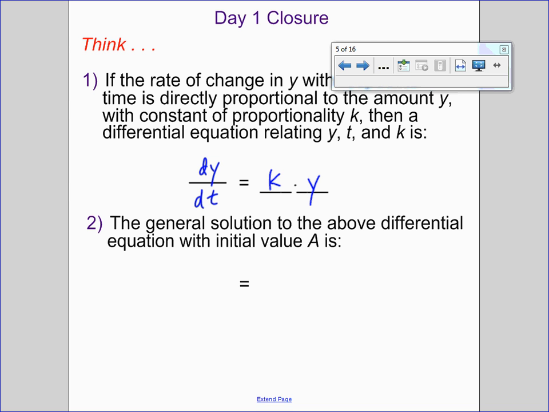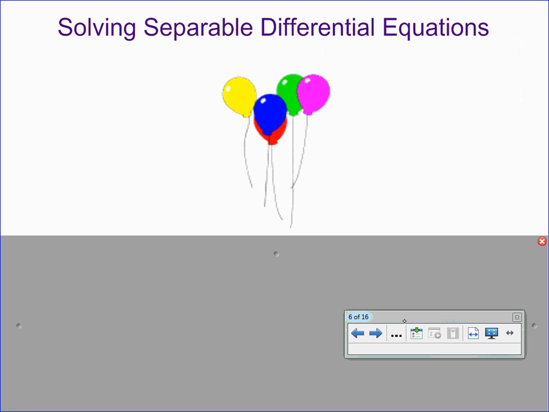And so my general solution will be given by y equals a, the initial value, times e to the, in this case, kt. Again, that's still my APERT, right? That's still my APERT. And so we're going to run into that several times throughout the course of this unit.